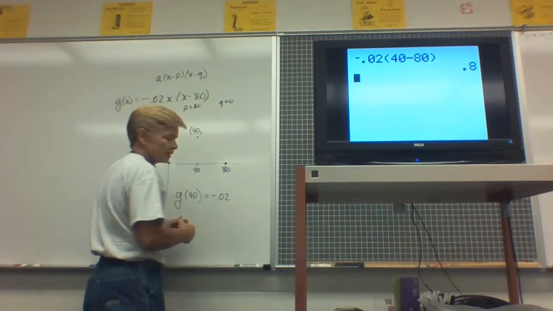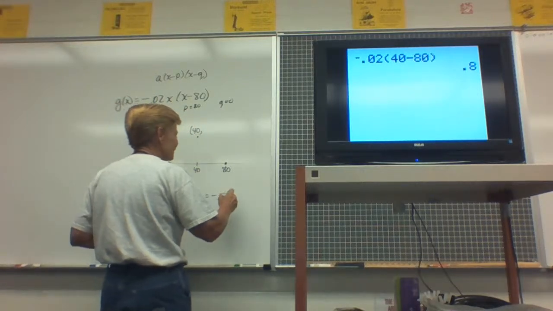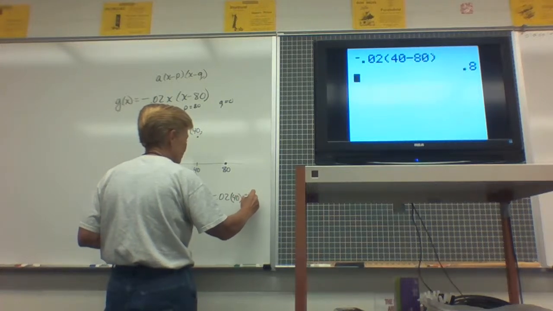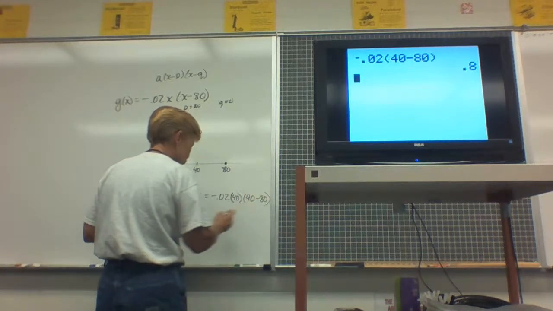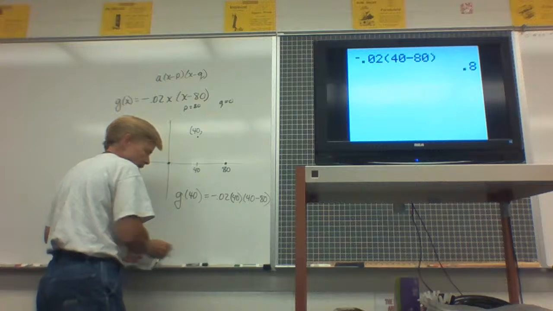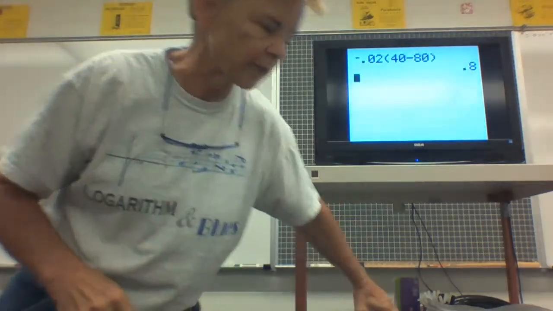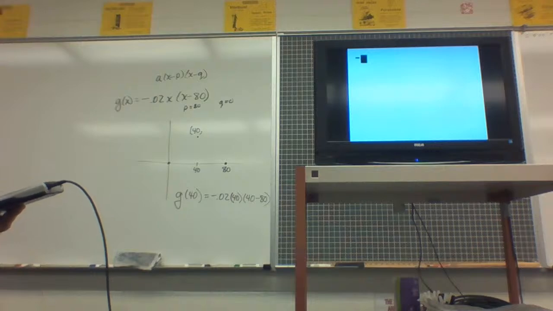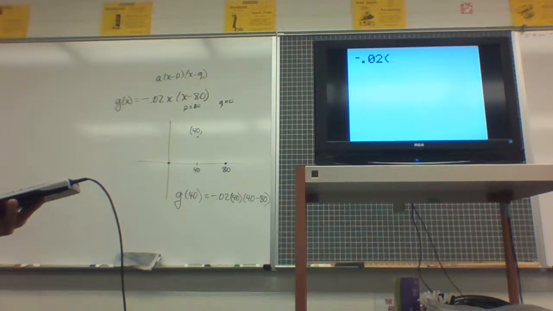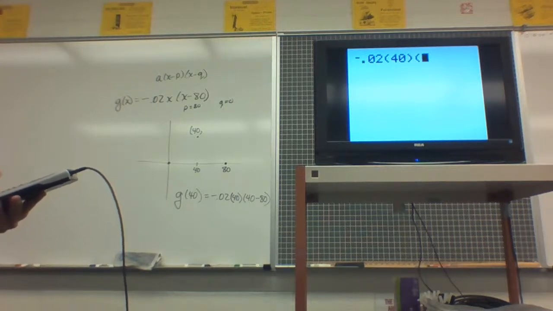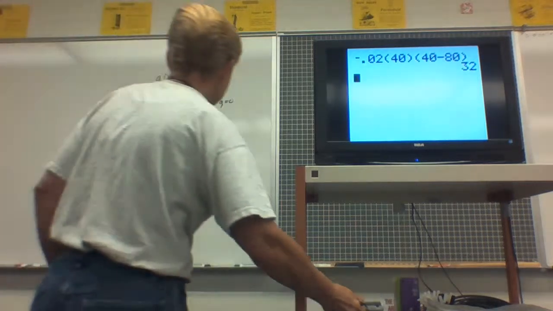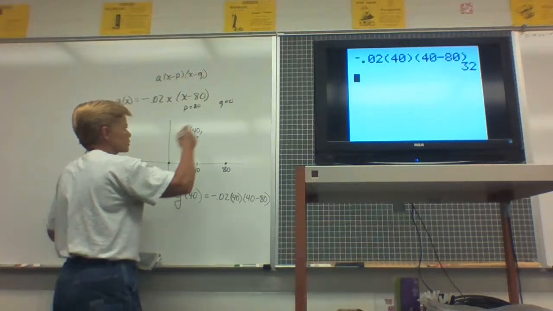It came out to be 0.8, and that's not even close to the right height. It should have had an x here as well, which is 40, and then 40 minus 80. So I screwed that up. Sorry about that. There's another x plug-in we had to have, and I left it out, and that's the reason I got a bad answer. So I'm going to try this again. Negative 0.02, parenthesis, 40, close it, open another one, 40 minus 80, close it. 32. So this value right here is 32.